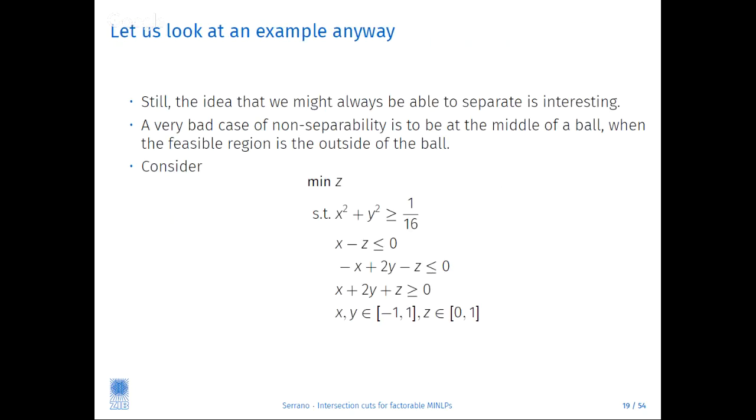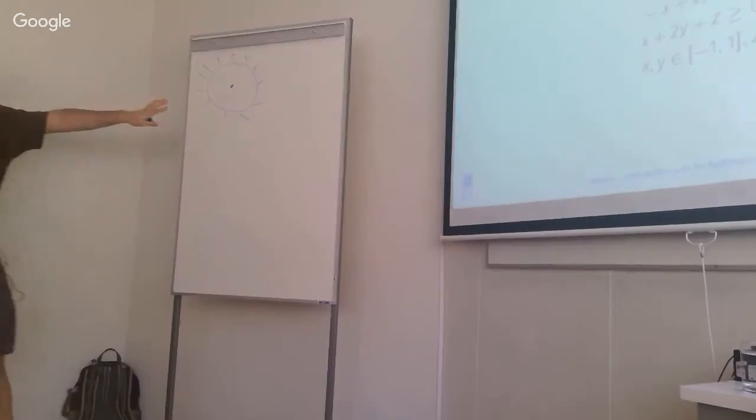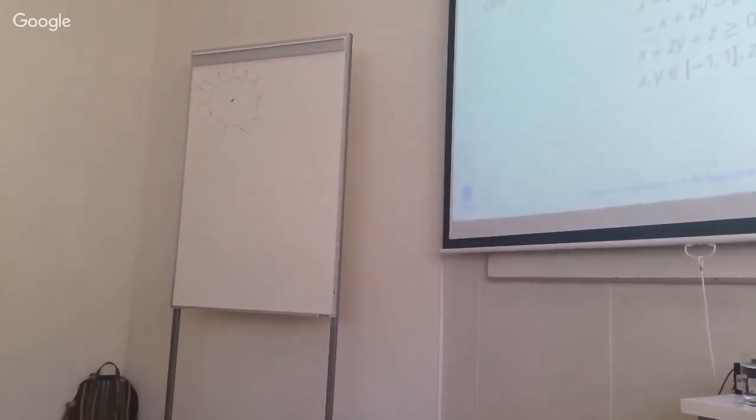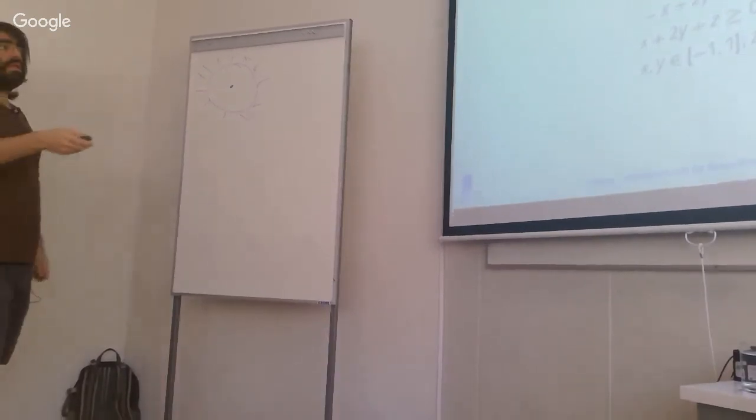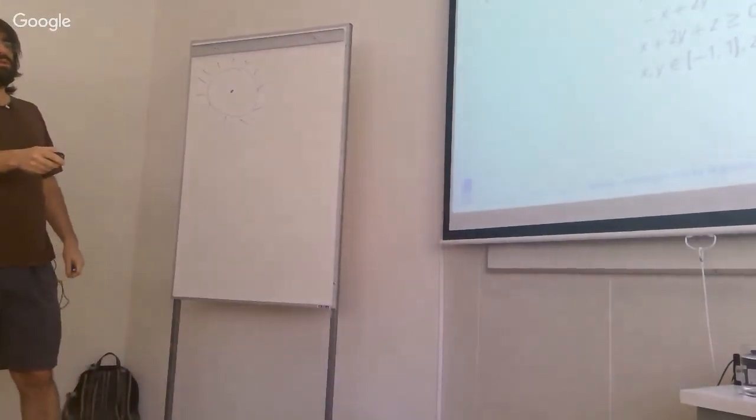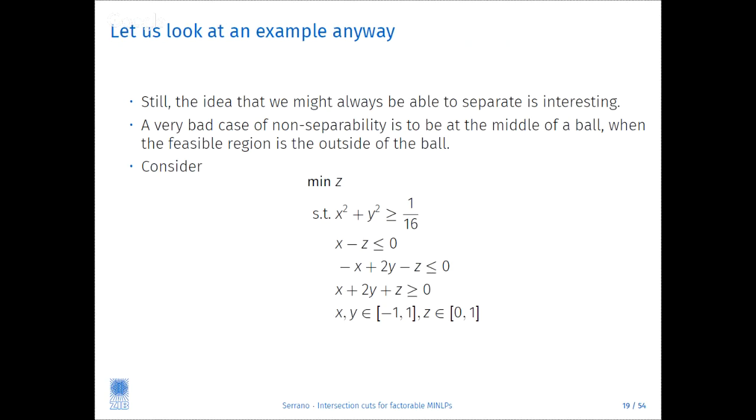So let's look at an example. When I was thinking of this, I said I didn't really believe that you could always separate. So I said, okay, I'm going to build an example where the feasible region is the outside of a ball, and the optimal solution is this point here. So this, for me, is the worst case of non-separability. This is what I came up with, the following problem. This is the outside of the ball, and these linear constraints are going to force the optimal solution to be there.